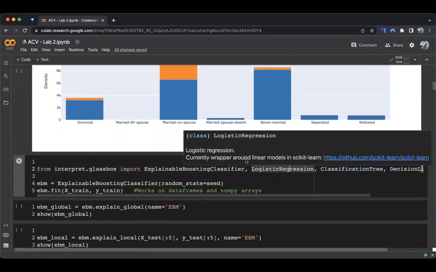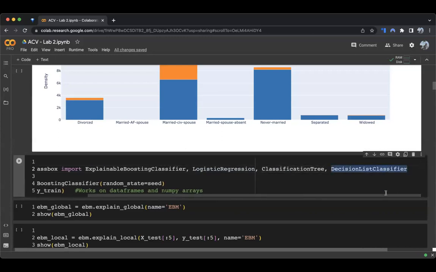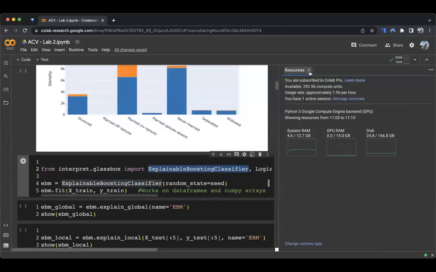Yeah, so it is currently a wrapper around the linear models in sklearn. As you can see, it's already based around the sklearn model. It just provides a little bit more functionality in terms of interpretability. That's all it does. Classification tree is also the same thing. It goes to the decision tree of sklearn and provides the ability to do a classification tree with shallow depth. Then there is the decision list classifier, and the explainable boosting classifier.